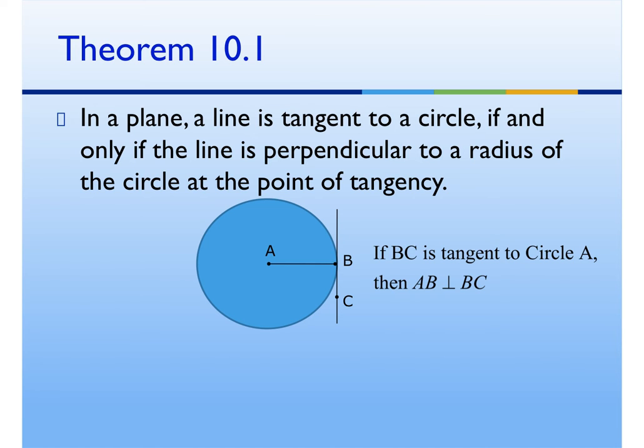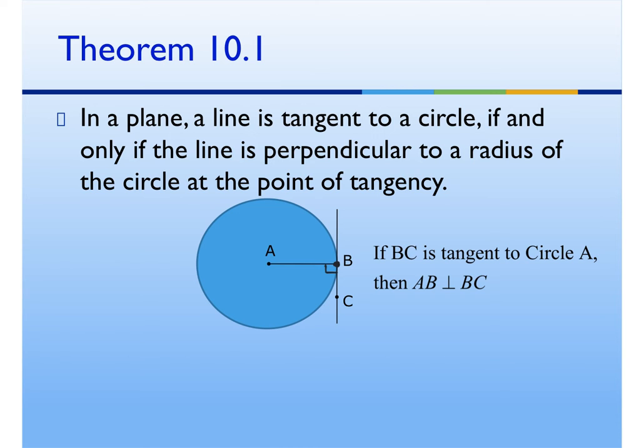Theorem. This is our first theorem. In a plane, a line is tangent to a circle if and only if the line is perpendicular to a radius of the circle at the point of tangency. What that means, guys, is let's take BC being the tangent. It is going to be perpendicular to the radius as long as the radius goes to the point of tangency. So B must be a shared point because that is the point of tangency on the circle. AB and BC are going to be perpendicular. They're going to form a 90-degree angle, okay?